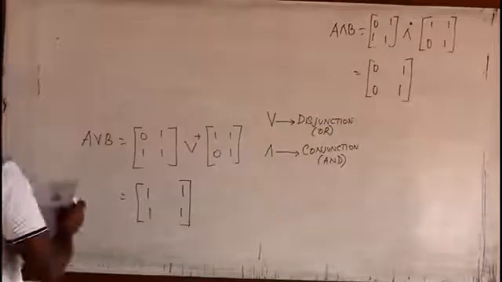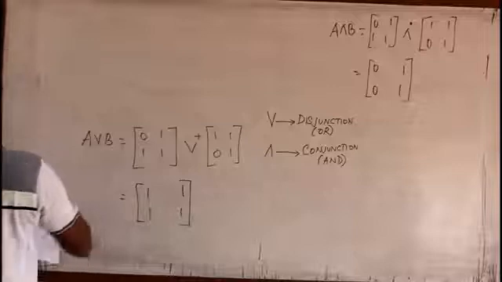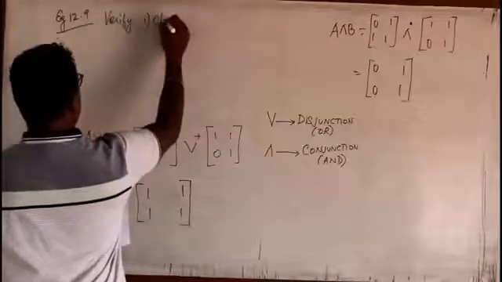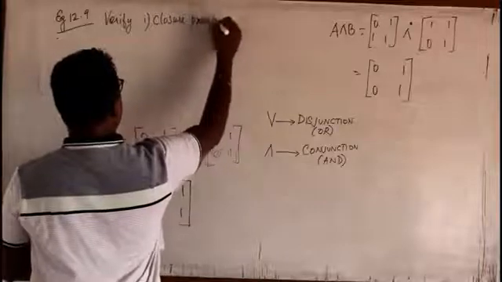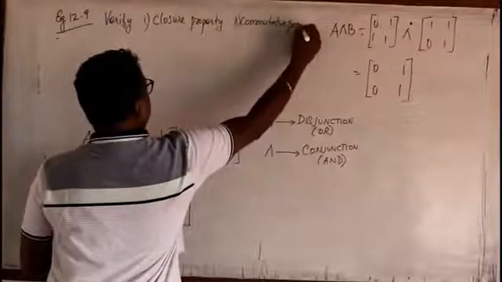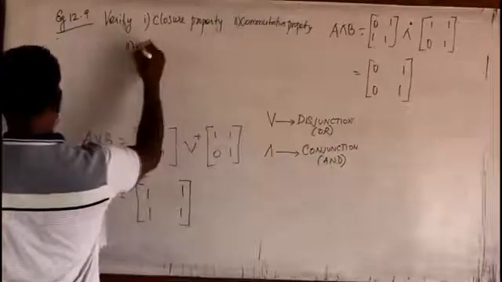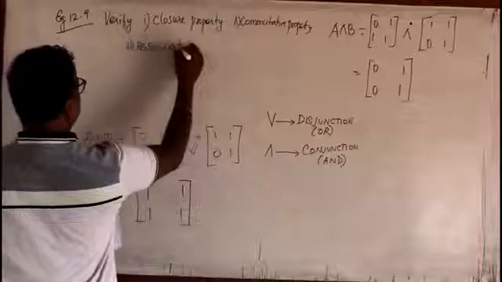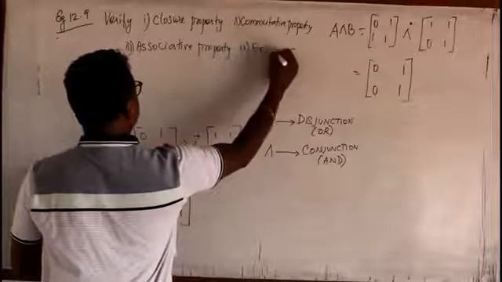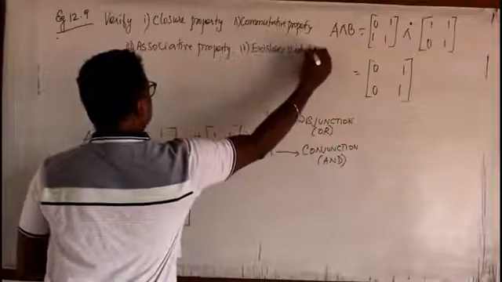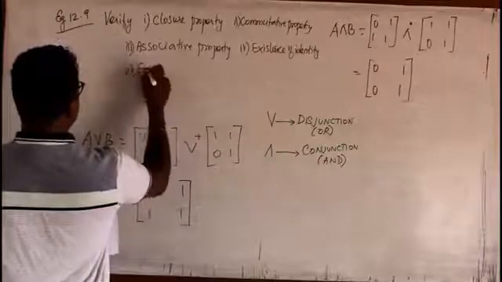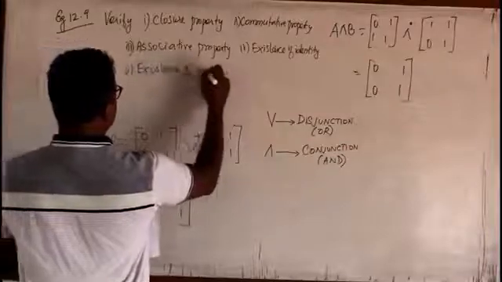Now we shall go for example 12.9. Verify closure property, commutative property, associative property, existence of identity, and the fifth one, existence of inverse.